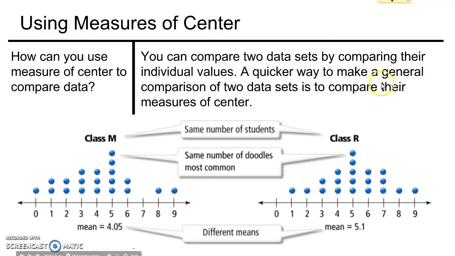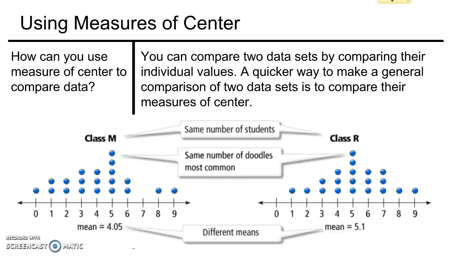All right, copy this at the top. You don't need to copy the two graphs. We're just going to look at those in a second, but hit pause, copy the question, and copy the notes over here. What you are copying says, how can you use measures of center to compare data? It says, you can compare two data sets by comparing their individual values, but a quicker way to make a general comparison of two data sets is to compare their measures of center. And remember, we learned in our last lesson that measures of center include the mean and the median. So when we compare those two data sets, we're going to be finding their means and their medians, and that's going to help us compare the two data sets.